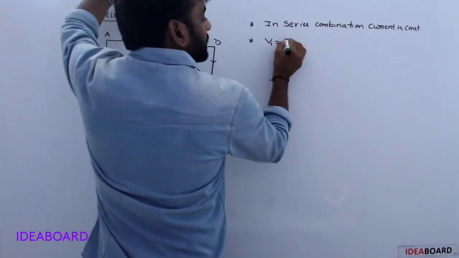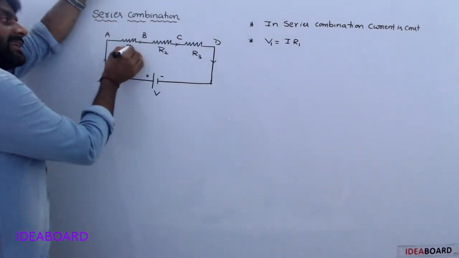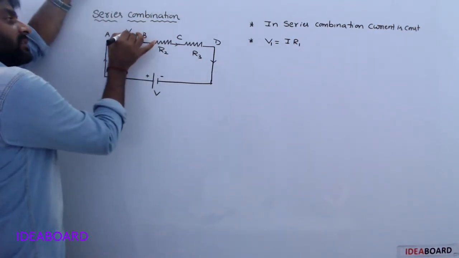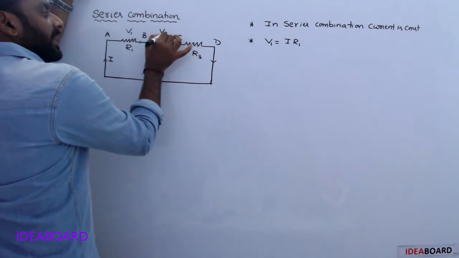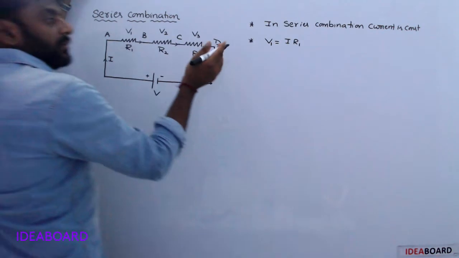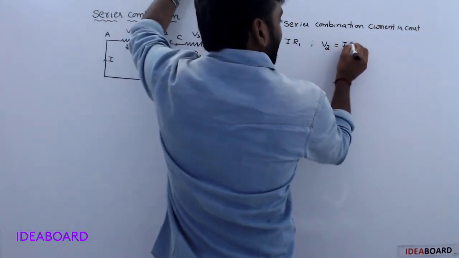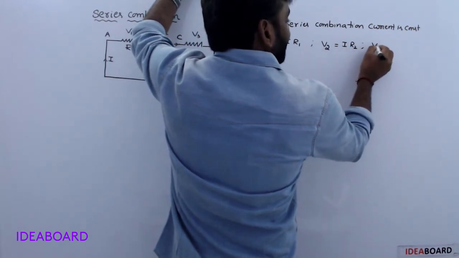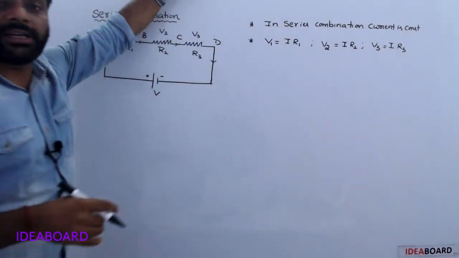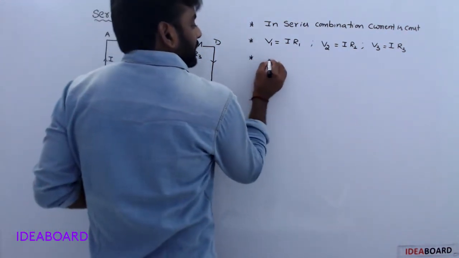V1 you simply write as I R1. Current is common, and its resistance is R1. The dropping potential in this one is V1, in this one is V2, and in this one is V3. Understood? V1 is equal to IR1, V2 is equal to IR2, and V3 is equal to IR3. Understood?